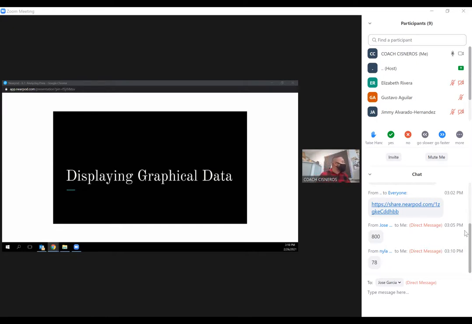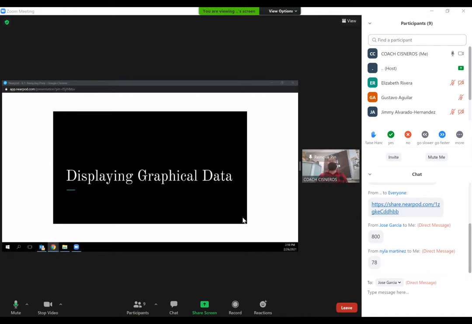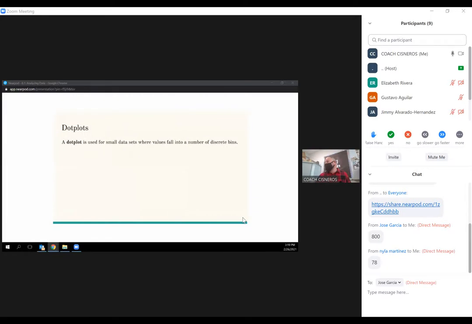All right. So let's talk about some different graphs. I'm going to roll through these pretty quickly because they're ones that you guys did in 6th grade. Let's see if you remember, Faith. You know what a dot plot is?